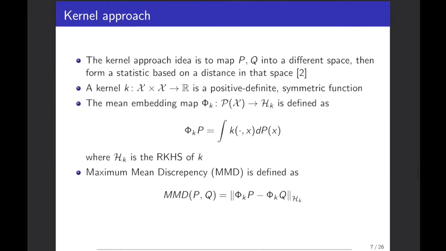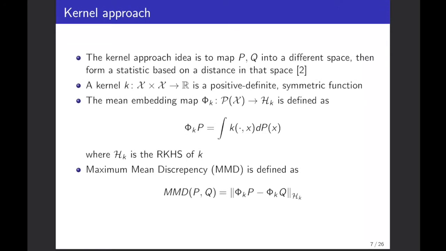So what is the kernel approach? The main idea is to map P and Q into some different space and then form a statistic based on the distance in that space. The work on statistical kernel methods, in particular two-sample tests, has reached quite a mature state in the last 10 to 15 years. For this reason, a lot of the theory has been wrapped up, but almost exclusively in finite dimensional cases. So it leaves a hole for functional data to be using these methods.